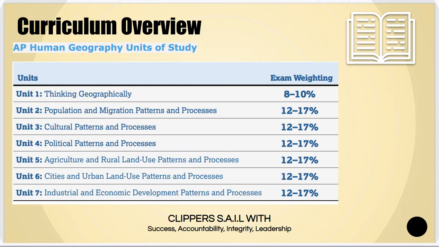Agricultural and rural land use, cities and urban land use. Most people are moving increasingly to cities around the world, so that's a bigger and bigger knowledge set that students should be equipped with as they go on to graduation, and then industrial and economic development patterns globally.